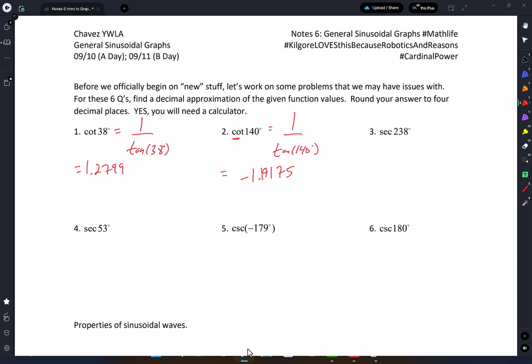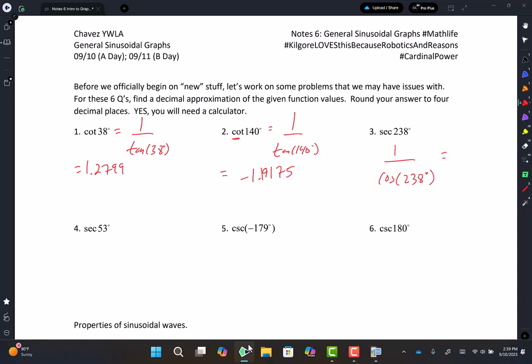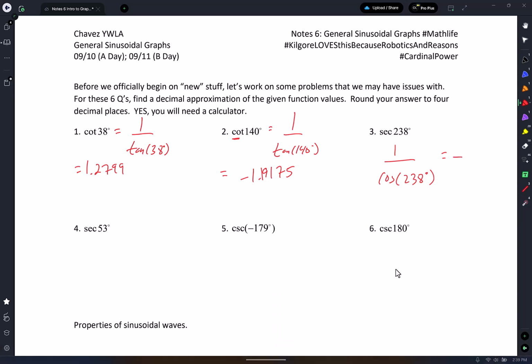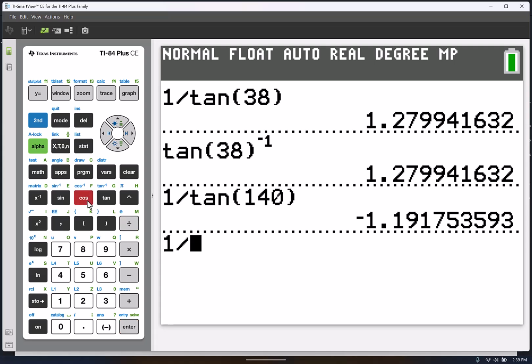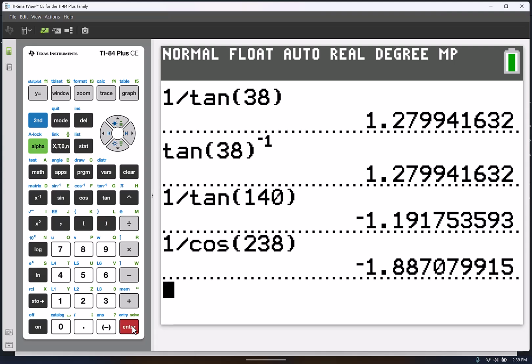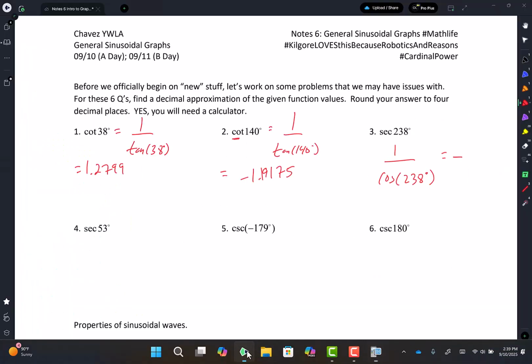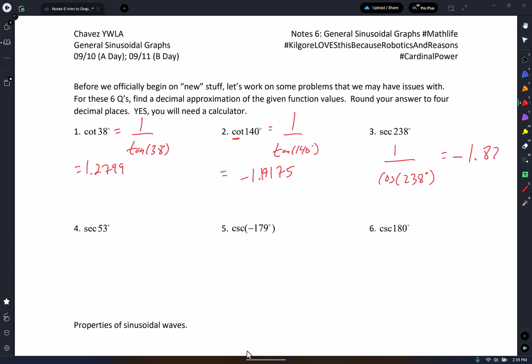Secant, the reciprocal of which one? Cosine. Is cosine of 238 positive or negative at 238 degrees? 238 degrees is what quadrant? Yeah, it's negative because it's in quadrant 3. So we know it's going to be a negative answer. So we're going to go 1 divided by cosine of 238. And voila, negative 1.887.